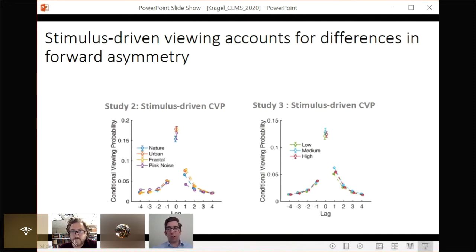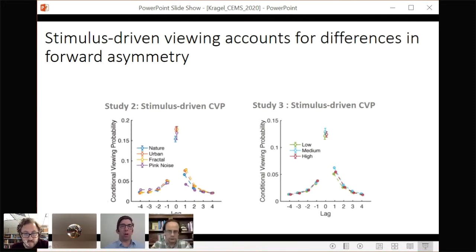So it actually looks like, and this could be somewhat of a contradiction from previous predictions, that it may not necessarily be memory, but the stimulus-driven effects actually account for these forward-going asymmetries. Here in study 3, there actually is a significant effect where you get more of a forward-going effect for medium as opposed to other complexity urban scenes.